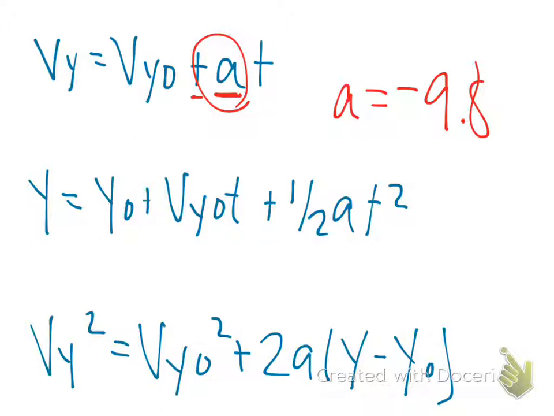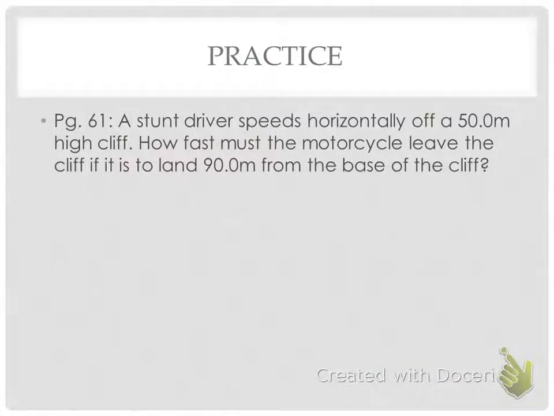You need to make sure that you have noted that those are projectile equations. These are only for projectiles, and there's horizontal and vertical. Okay, a stunt driver speeds horizontally off a cliff that's 50 meters tall. How fast must he leave the cliff if it's to land 90 meters from the base?